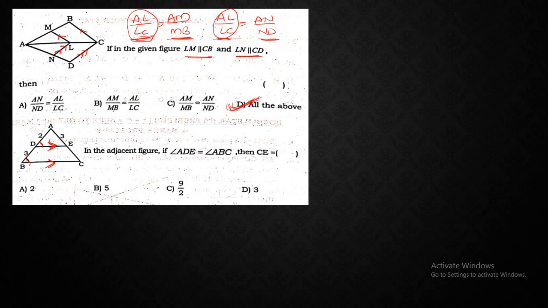By Thales theorem, we can say that AD by DB is equal to AE by EC. That means 2 by 3 is equal to 3 by CE. So when I cross multiply, CE is equal to 9 by 2. So answer is 9 by 2.